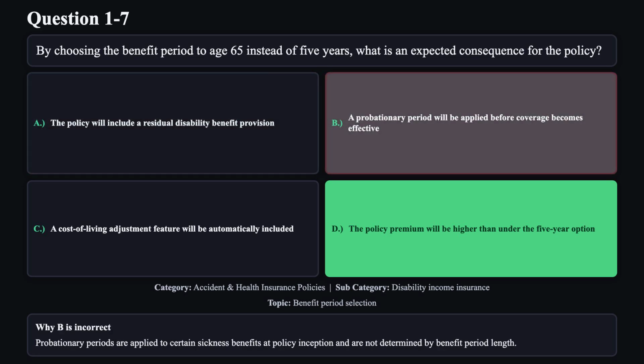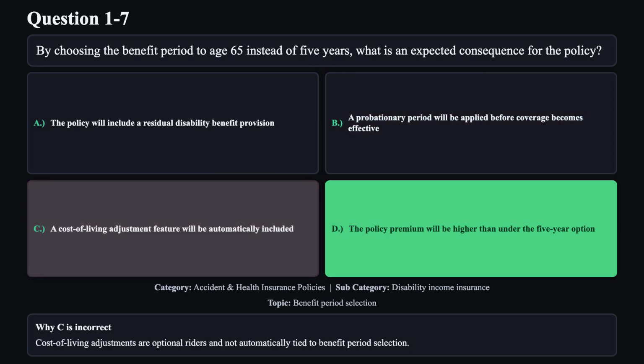Reason B is not correct. Probationary periods are applied to certain sickness benefits at policy inception and are not determined by benefit period length. Reason C is not correct. Cost of living adjustments are optional riders and not automatically tied to benefit period selection.